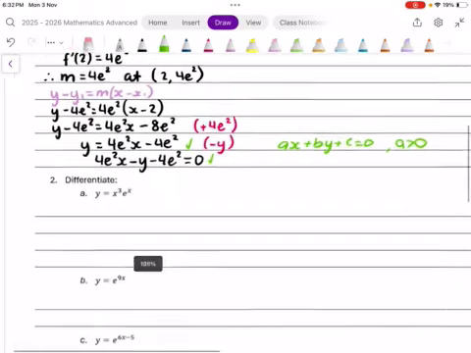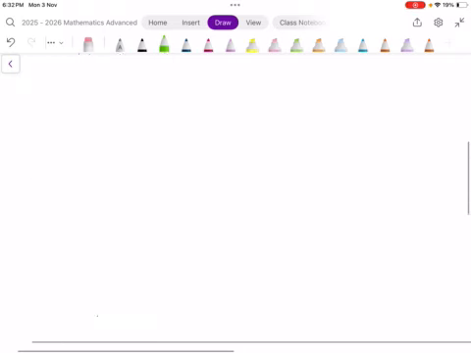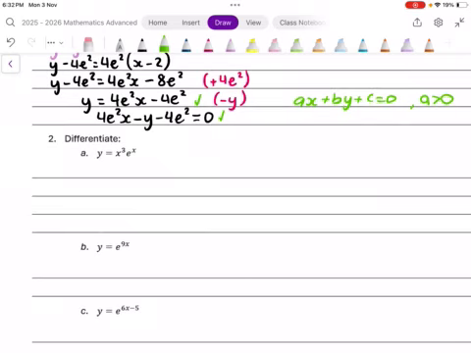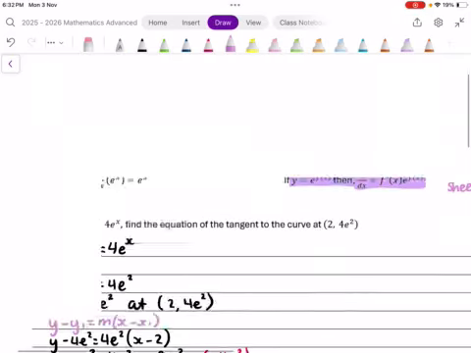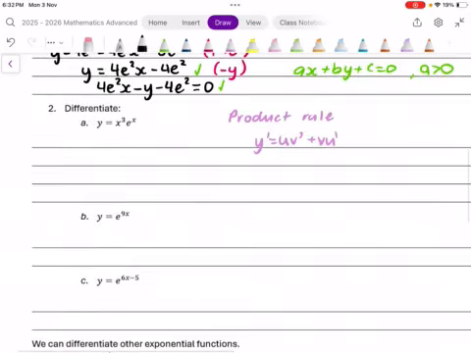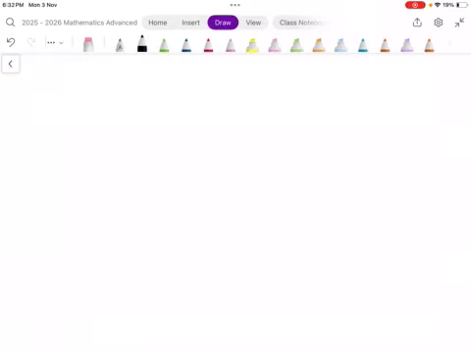Our next question is to differentiate y equals x cubed e to the x. Now we have two x's visible here. So when we have two x's visible, that means we want to use our product rule. So our product rule is also on our reference sheet, and it is y dash equals uv dash plus vu dash. So we want to first identify our u and our v, our u dash and our v dash. So our u is equal to x cubed, and the derivative of u is equal to 3x squared. We then have our v, which is equal to e to the x. So our v dash is also equal to e to the x.